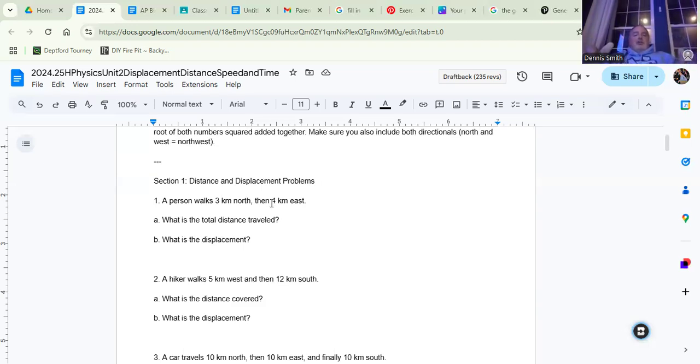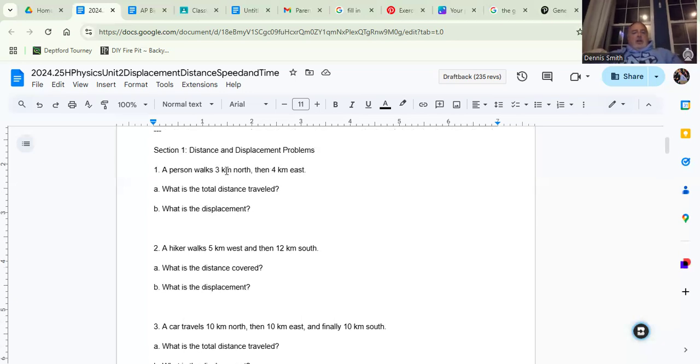Remember, know the difference between displacement and distance. Displacement is a vector, which means you need to have a number and a direction. Distance will always be positive in nature, and you're adding everything together to do that. So in this case, this would be 3 kilometers squared plus 4 kilometers squared, which is 9 plus 16, which equals 25. To find the other side, you have to take the square root of 25. So the displacement would be 5 kilometers, and it would be 5 kilometers north and east. So it would be northeast.